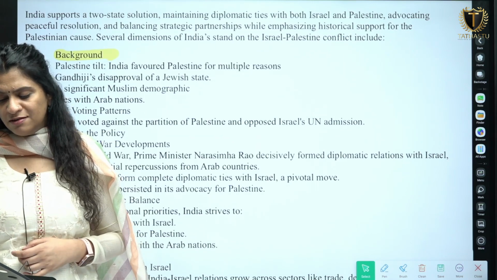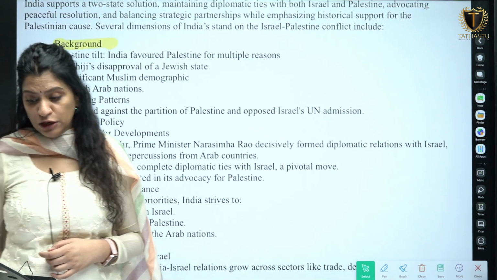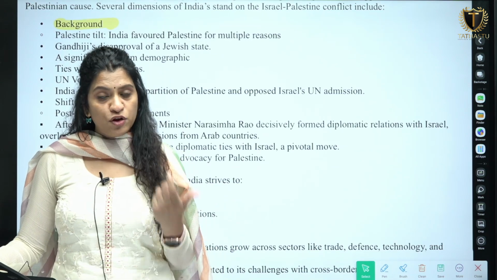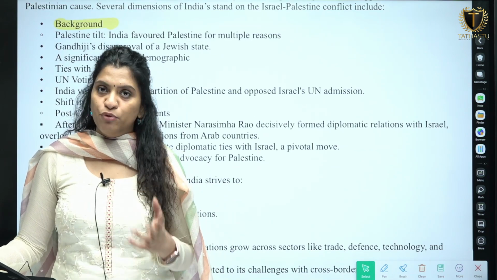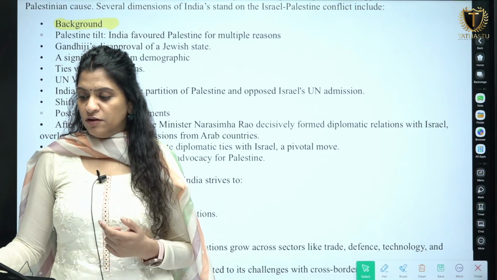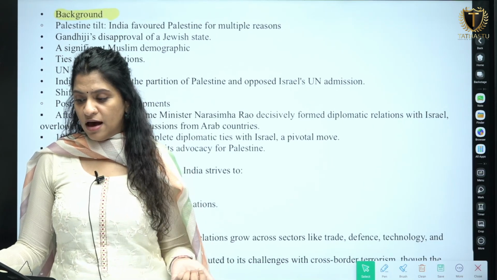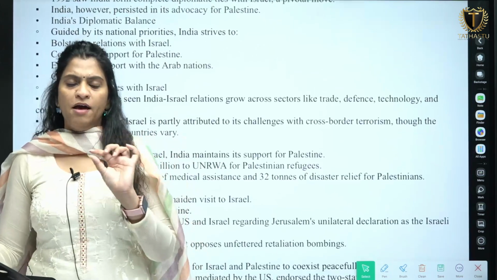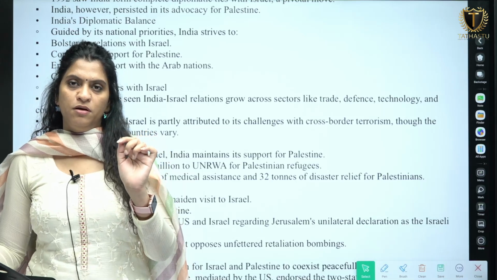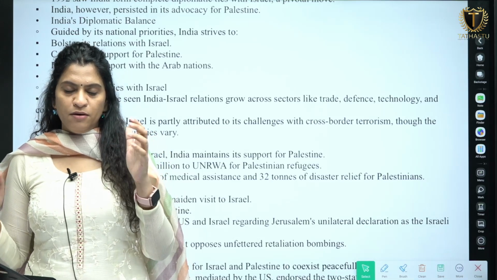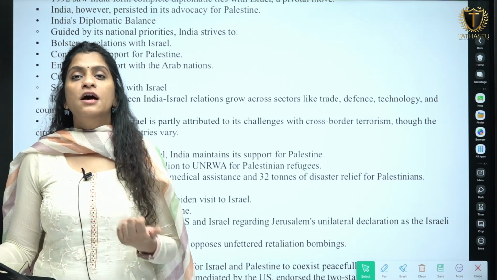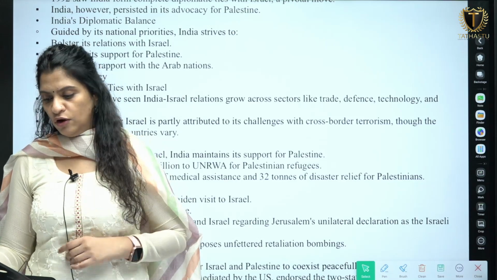Several dimensions of India's stand on the Israel-Palestine conflict include the background: there is a Palestine tilt, and Gandhi's disapproval of a Jewish state. Gandhi did not approve of a Jewish state. Then there is a significant Muslim demographic, and ties with Arab nations. You can go through all these things. I have provided a very impactful, compact synopsis of India's stand on the Israel-Palestine conflict.